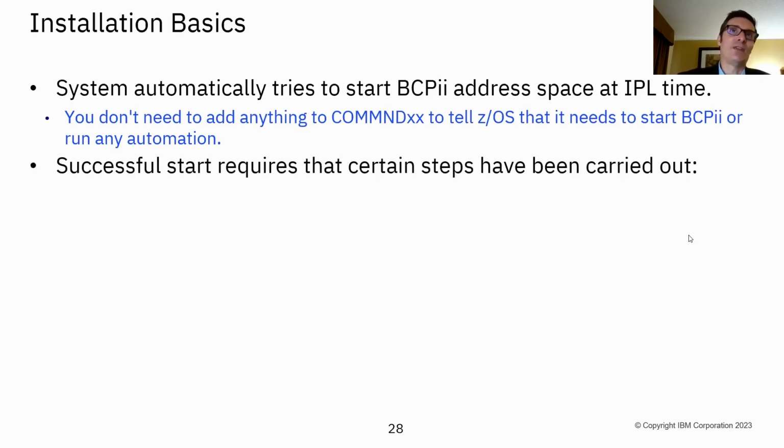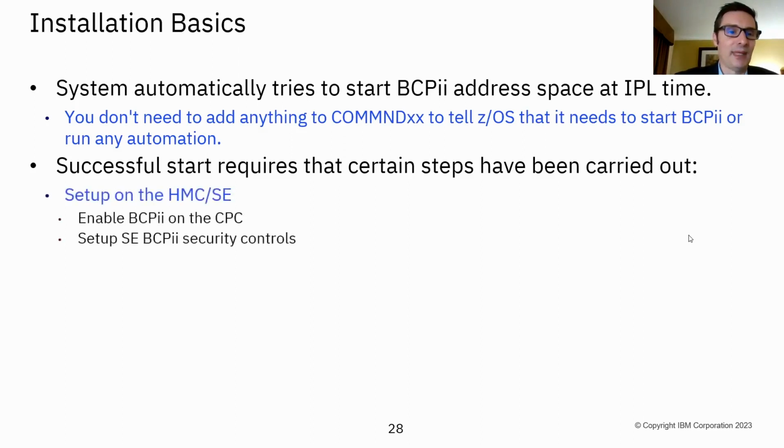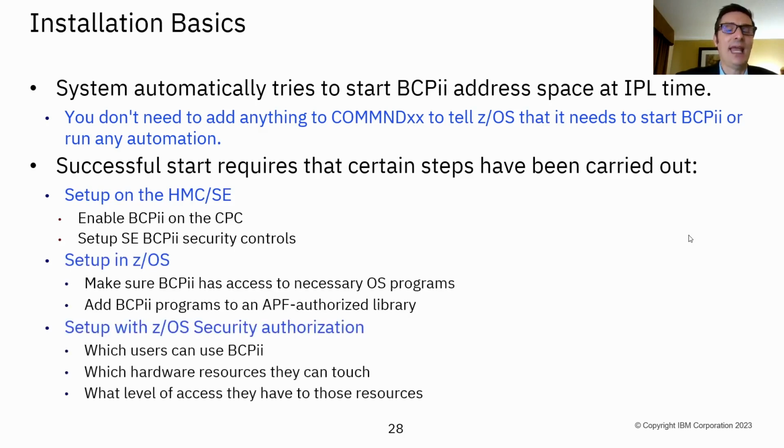Now, a successful start of the address space is going to require that you have done certain steps to configure BCPii. If you try to come up with BCPii and you have not done the necessary steps, it'll attempt to start and immediately come right back down, because it does not know how to proceed, doesn't even know how to communicate to your local support element. So we have to do a little setup on the HMC and SE in order for the BCPii address space to come up. And we also have to do a little setup in zOS, and a little setup with the zOS security authorization.